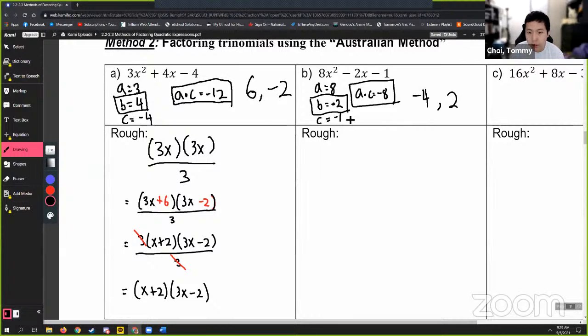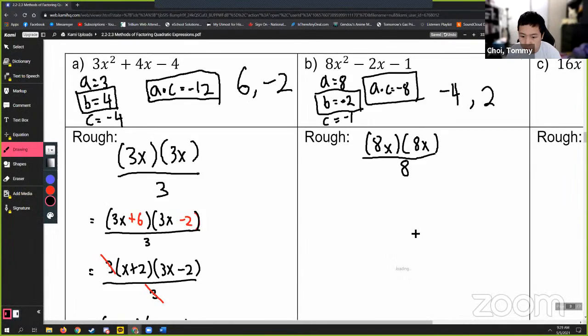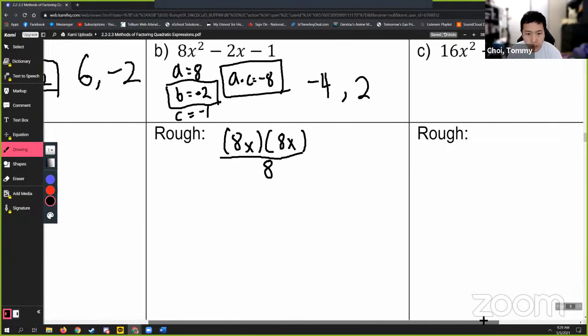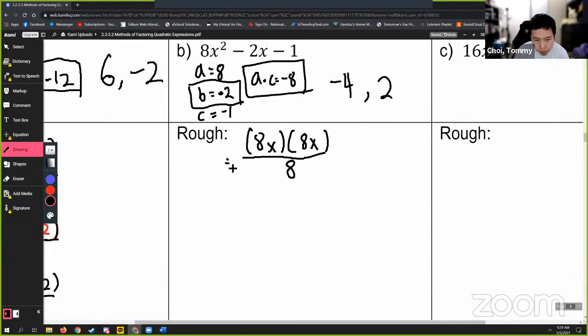So with the Australian method, once again, you start off by looking at your A value. You're going to write two brackets of the A value like this and divide it by the A value. So everything is with the A value to start. I'm going to zoom in now. Once we have that down, we can add in our two numbers into the brackets. So we have minus 4, and we also have plus 2.